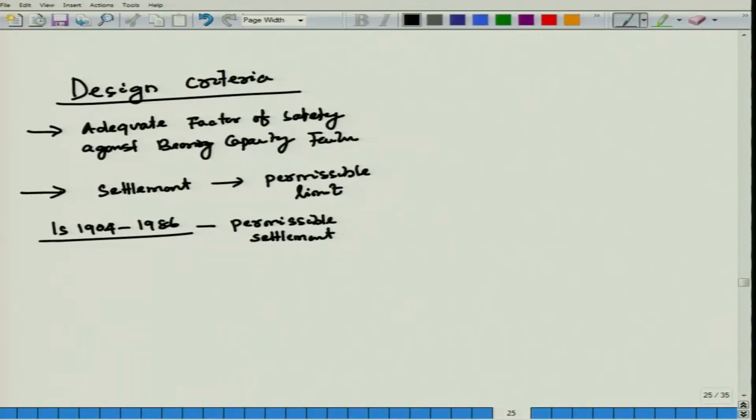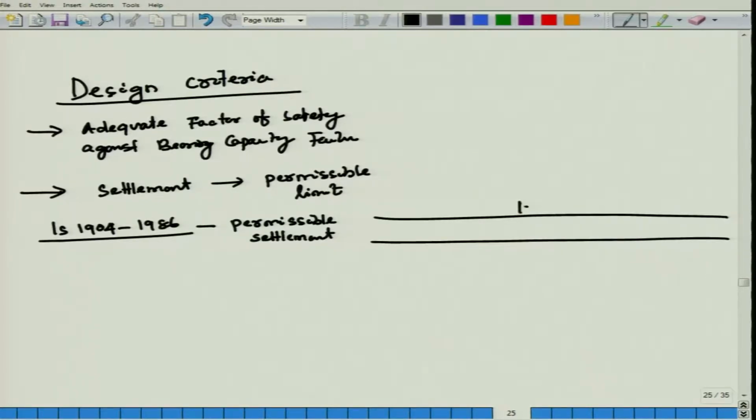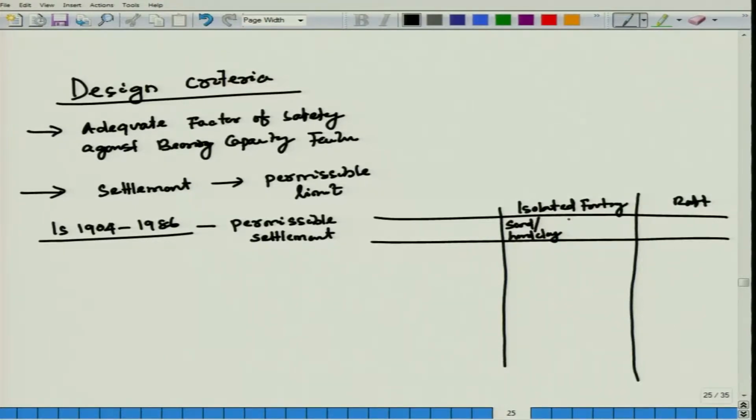Permissible settlement. If I put it in this way, I put isolated footing, then the second part is your raft. In isolated footing, one is your sand or hard clay, second part is your plastic clay. Raft again, sand or hard clay, second part is your plastic clay. Then steel structure.